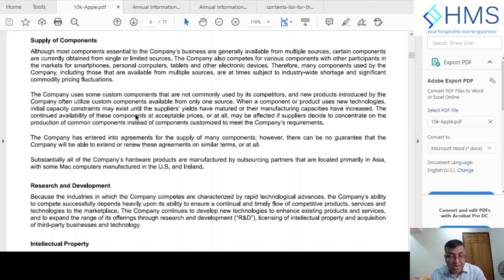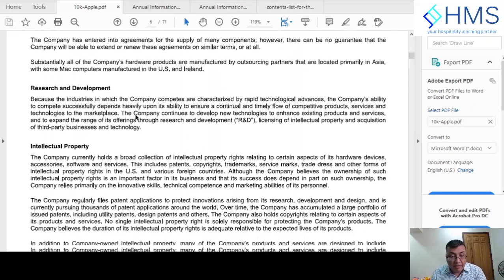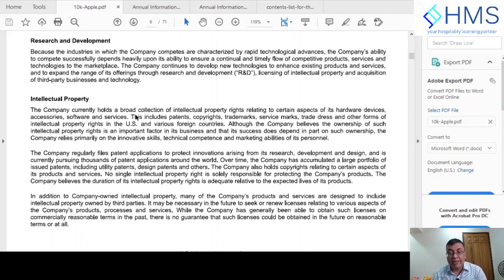Then you have research and development, because, as we have already seen during our discussion of competition and the primary market, innovation and research and development is very important. So the company is developing new technologies to enhance existing products and expand the range offered through R&D, licensing of intellectual property, and acquisition of third-party businesses and technologies.